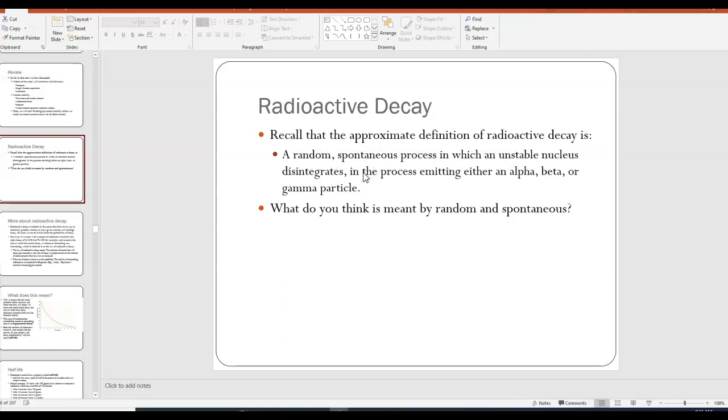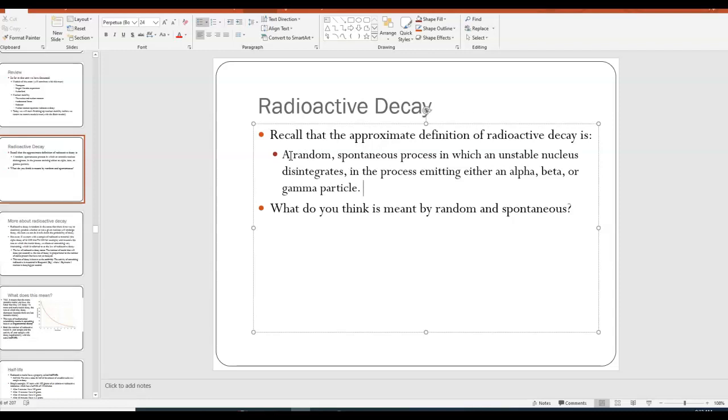If you look at this slide, it says, recall that the approximate definition of radioactive decay is this: a random, spontaneous process in which an unstable nucleus disintegrates, in the process emitting either an alpha, beta, or gamma particle. Now, we've talked before about what it means to be unstable. That means there's an imbalance between the strong nuclear force and the electric force, the Coulomb force, within any given nucleus. Disintegrates just means breaks up into pieces, and we've seen before how an unstable nucleus can emit some type of radiation and turn into a daughter nucleus. That's called transmutation, when one element turns into another element.